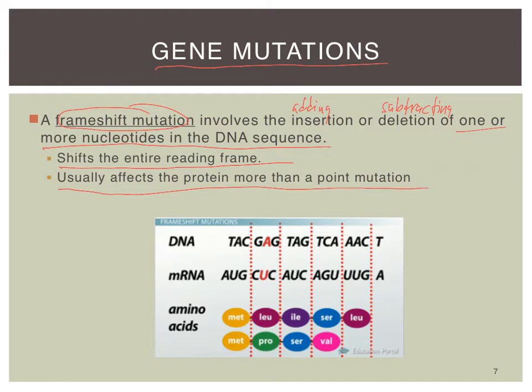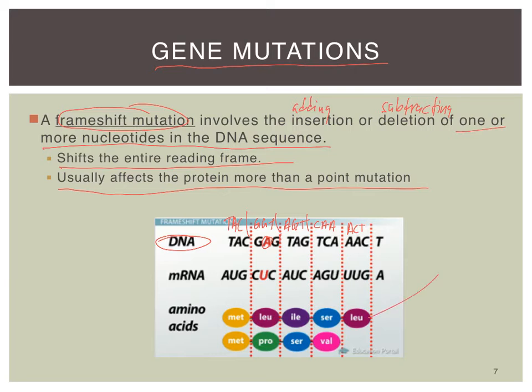So this is showing the mutated DNA. The original would be TAC, GGT, AGT, CAA, and ACT. So by inserting this extra base in, what it did is it moved the reading frame over from here to here, right? So all these things are off a little bit.